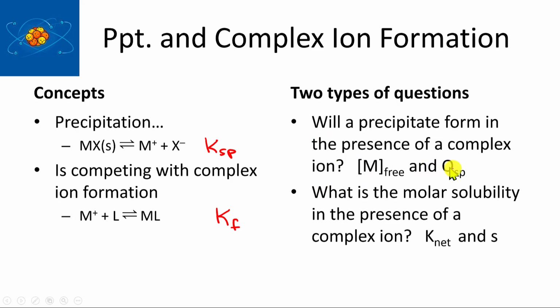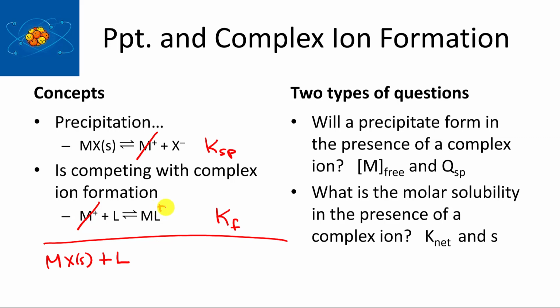The first one is calculating a Q. The second one is calculating a new equilibrium constant by combining these two to get a new reaction. For this particular situation, when I add them together, I'm going to have MX on one side, which is a solid. And then you'll notice that these will cancel out, so I'll have plus the ligand. Oh, and this should be a plus, actually.